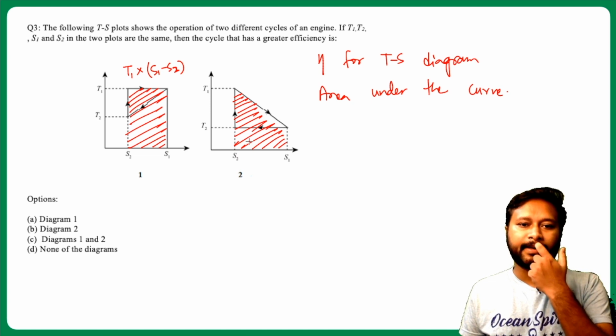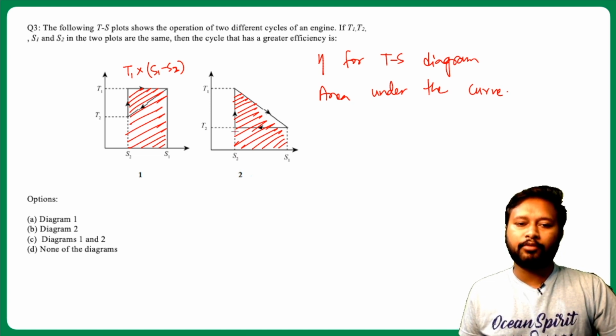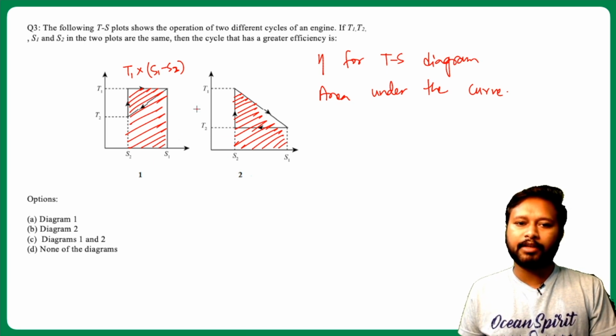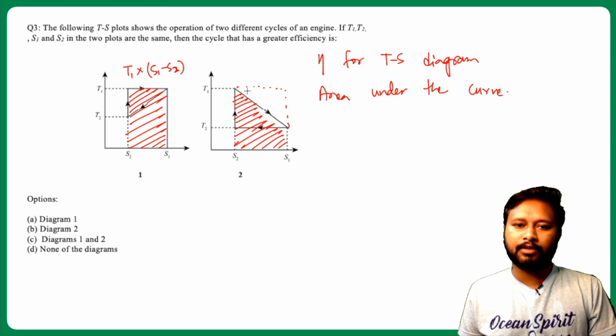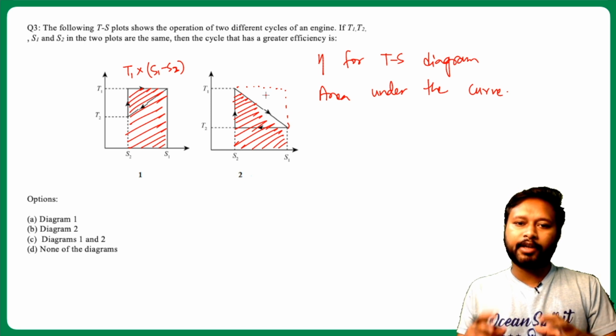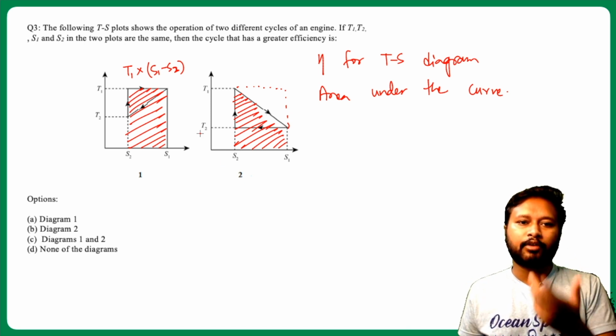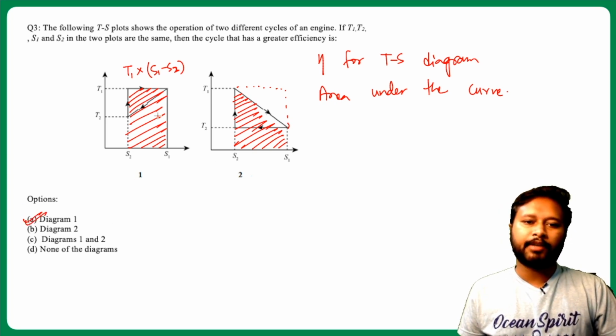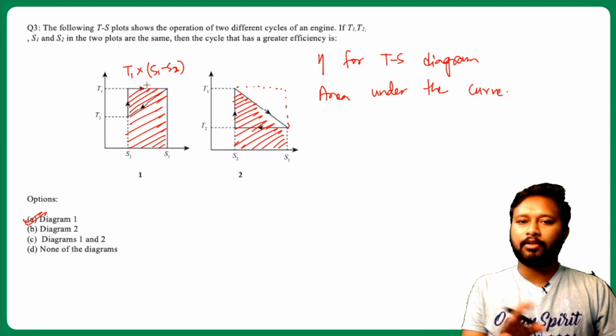Whereas if you have to calculate the area for this, you can either use the formula for the area of a trapezium, or you can calculate it as the sum of the area of this triangle and this rectangle. But it is visually understood that this area is of course more than this one. This lacks from the previous one with this dotted area, so this dotted area is smaller in the second case. So it was asked which cycle has greater efficiency, so the answer will be option number A. Diagram 1 has greater efficiency because it has more area.